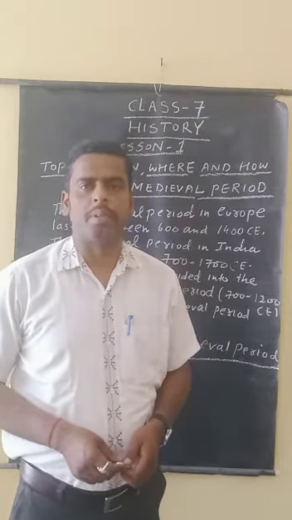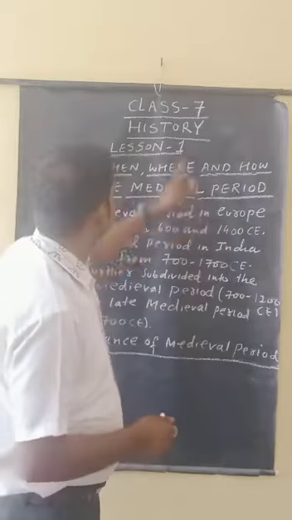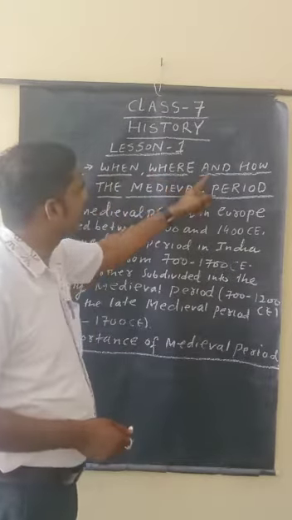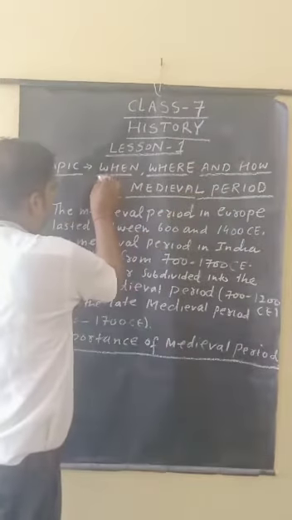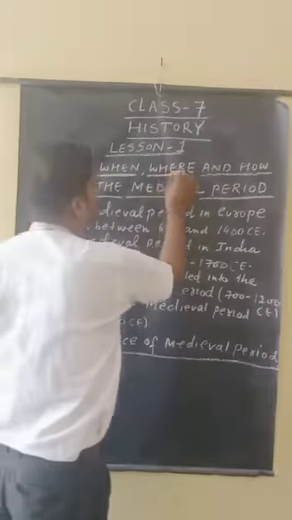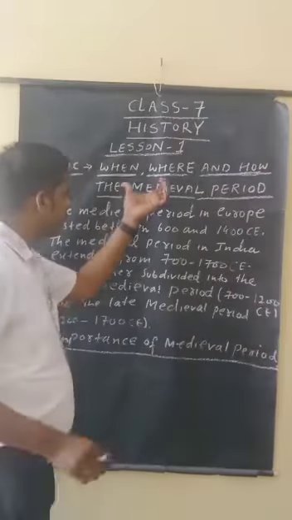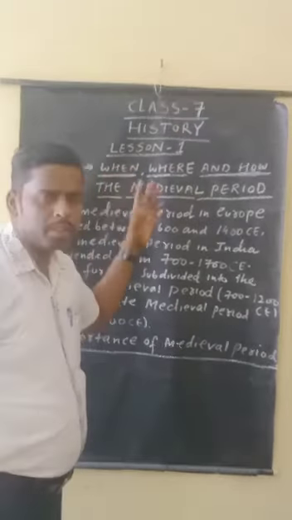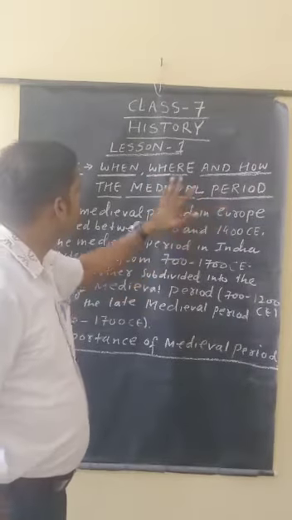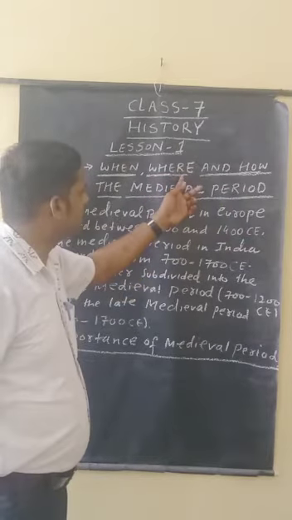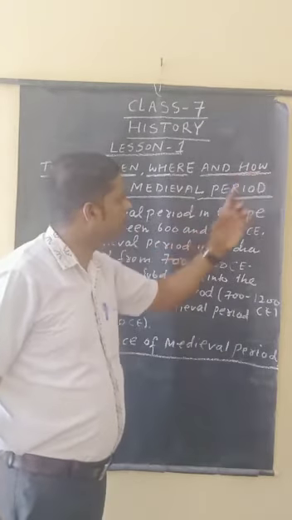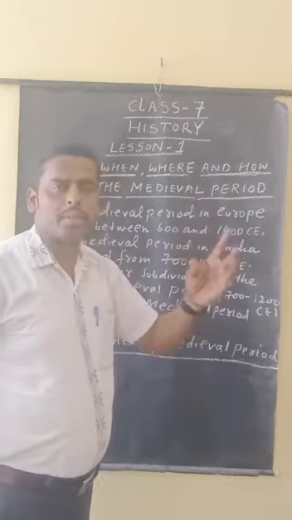Today I am going to discuss the first chapter of history, lesson 1. The topic is when, where and how. This chapter is very important in terms of history because "when" gives us the actual detail, "where" gives the actual location, and "how" explains what happened.